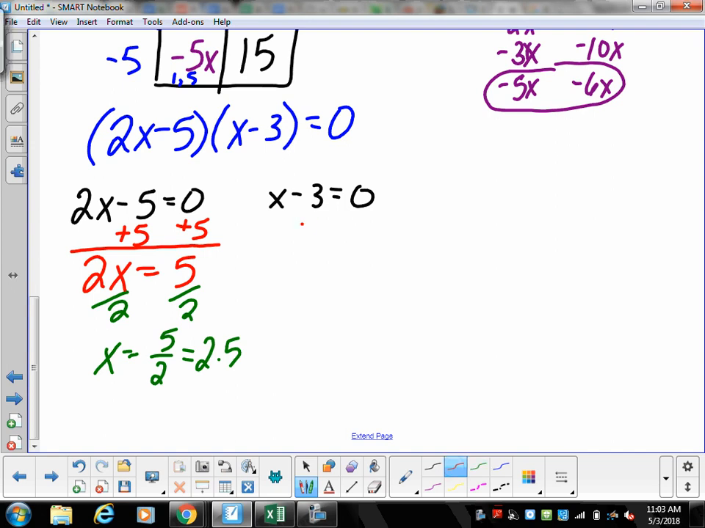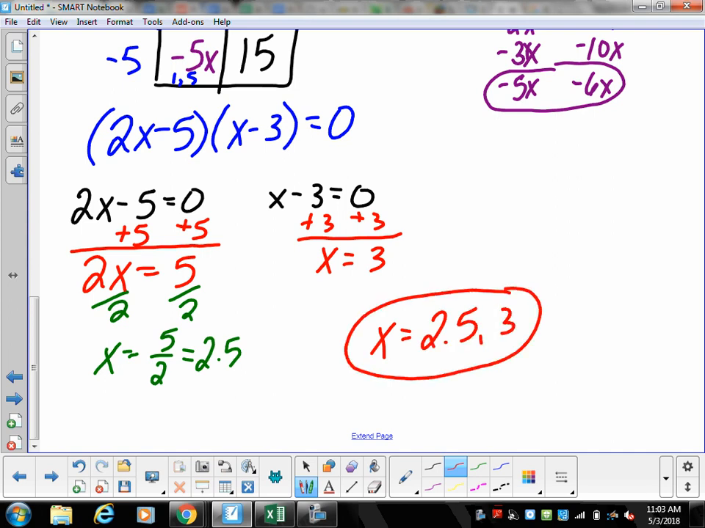And then over here, I will add 3 to both sides, which gives me x equals 3. So those are my two solutions. So I'll write it just x equals 2.5 and 3. So the setup of the factoring, I think, is still the harder part. Once you get the factors, solving isn't as difficult.